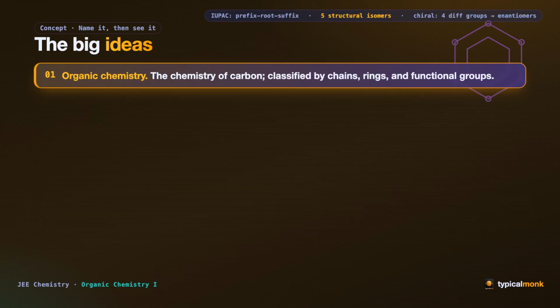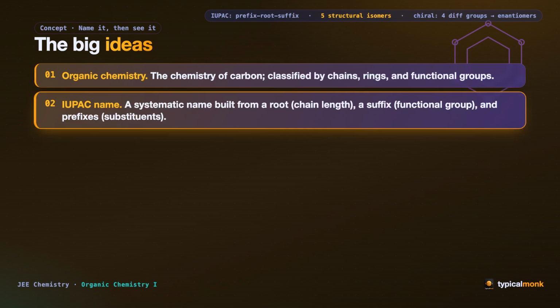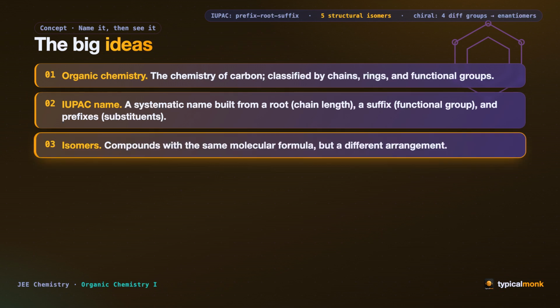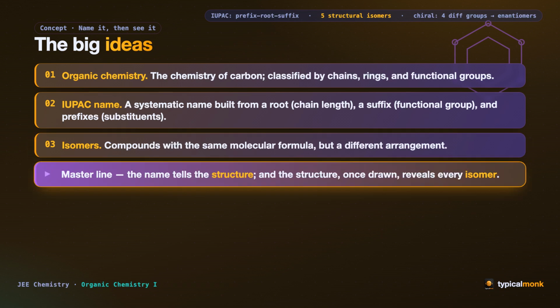Let us set the foundation. Organic chemistry. It is the chemistry of carbon, and it is classified by chains, by rings, and by functional groups. The IUPAC name, a systematic name built from a root, which is the chain length, a suffix, which is the functional group, and prefixes, which are the substituents. Isomers, compounds with the same molecular formula, but a different arrangement. Masterline, the name tells you the structure, and the structure, once drawn, reveals every isomer.